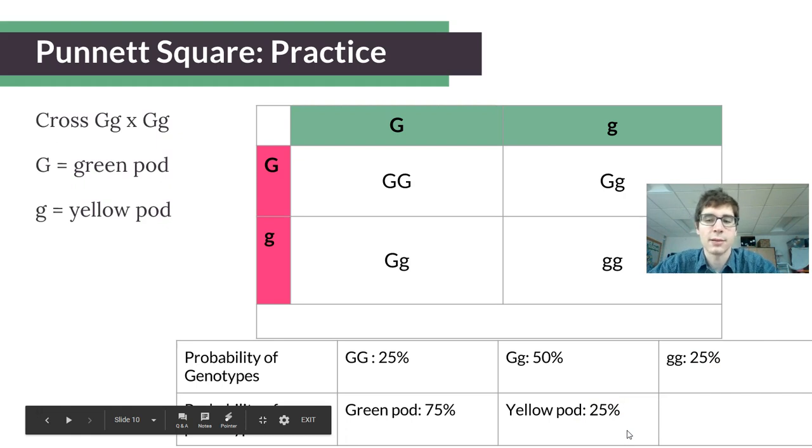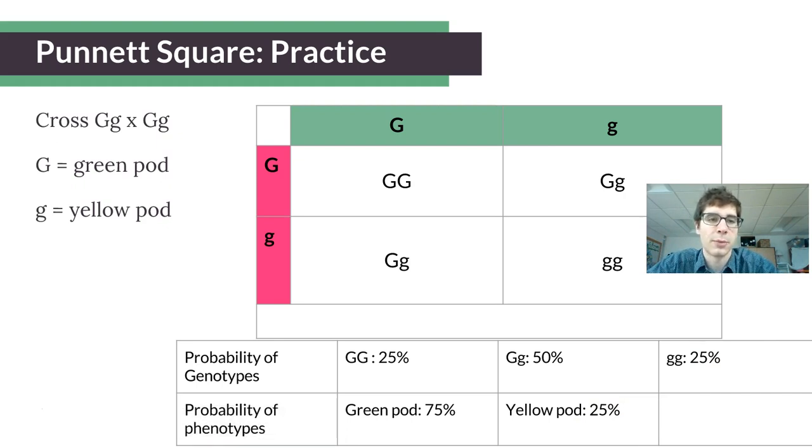Okay, so that is an example of how to go through and fill out a Punnett square. If you have any more questions, please let me know, and I will have a worksheet, and we'll be spending some more time in class working on this.